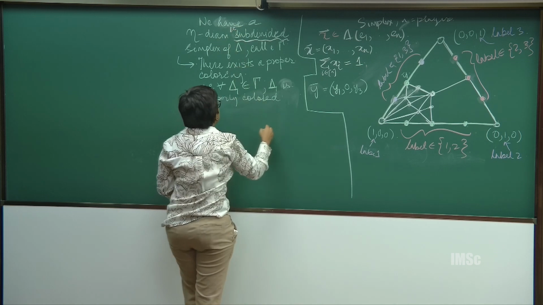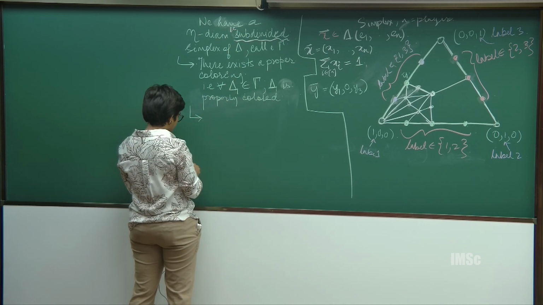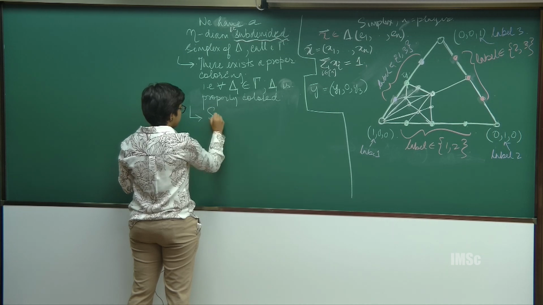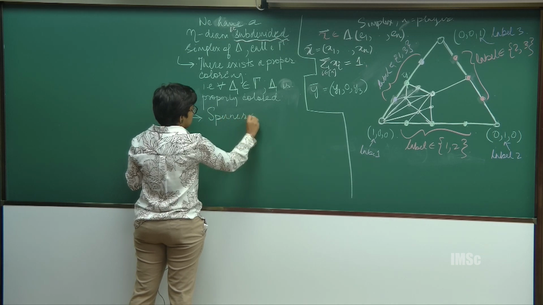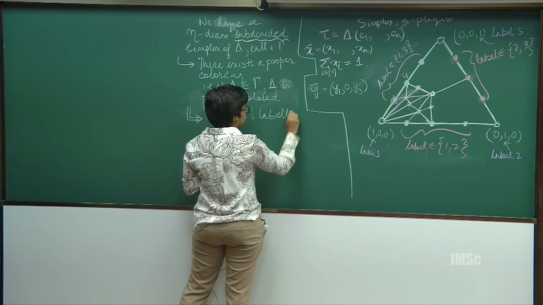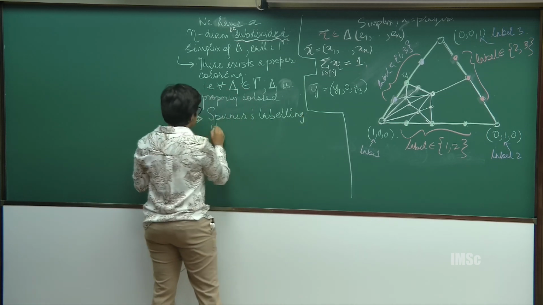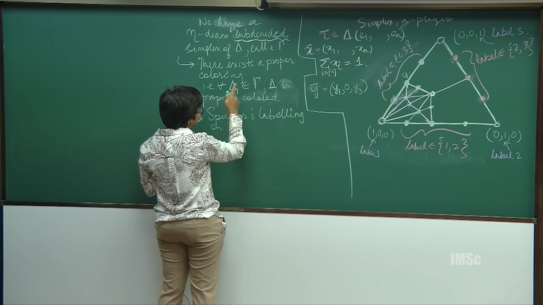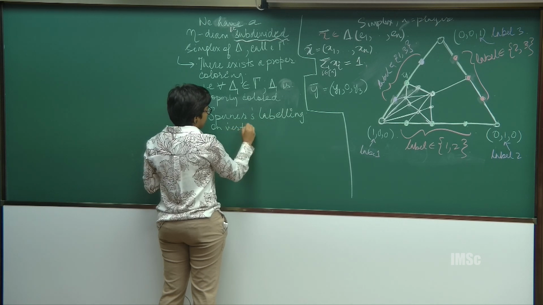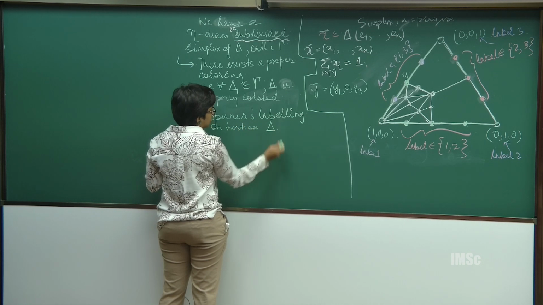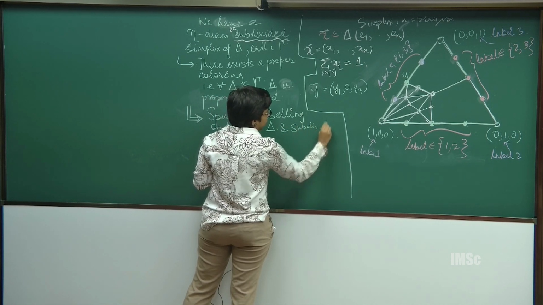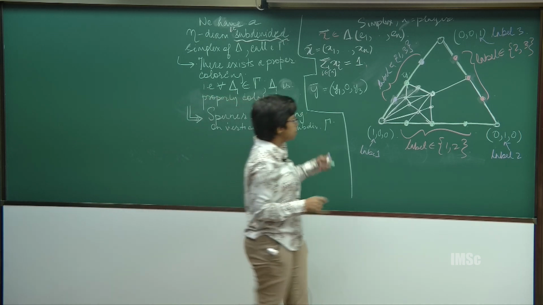So, with respect to all of that, there is a coloring, and from there we can define a Sperner's labeling on the vertices of delta and its subdivision. So, this is what this picture is.